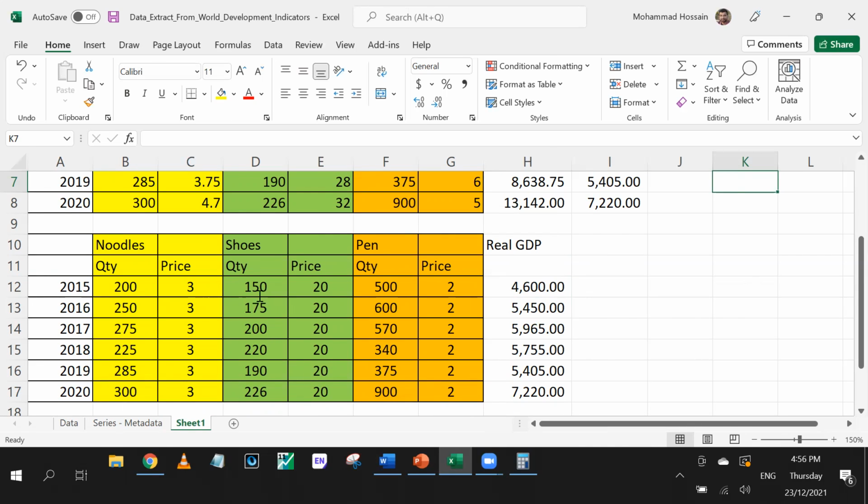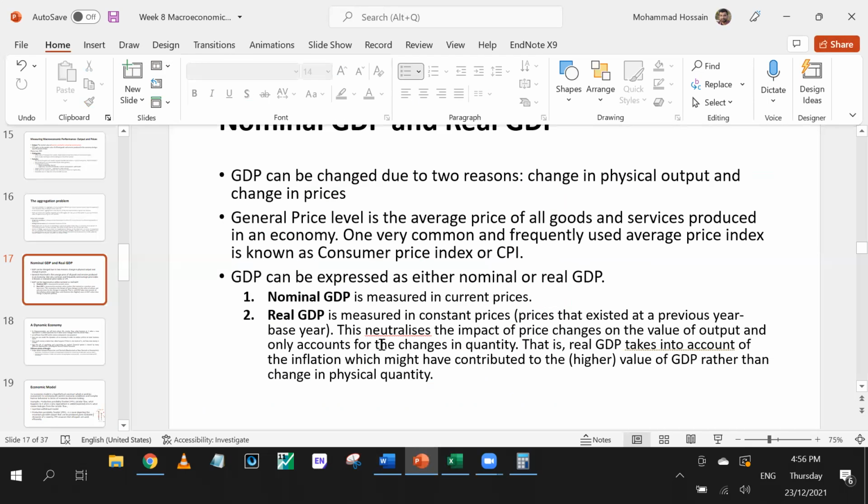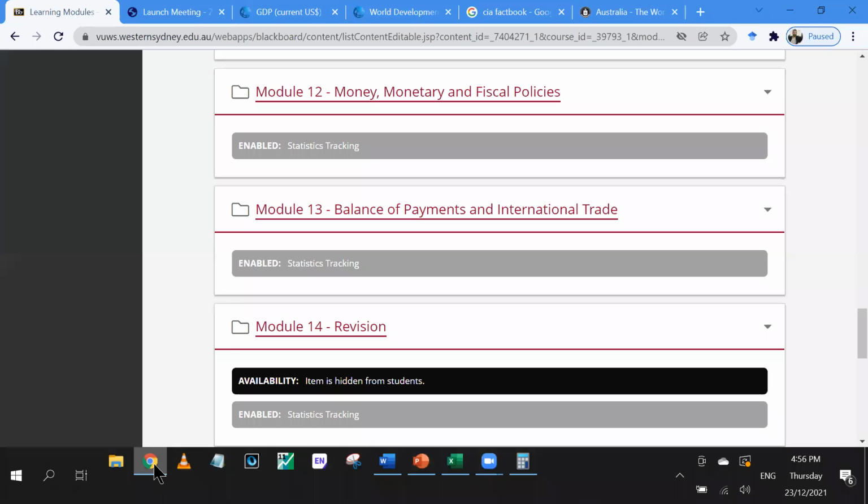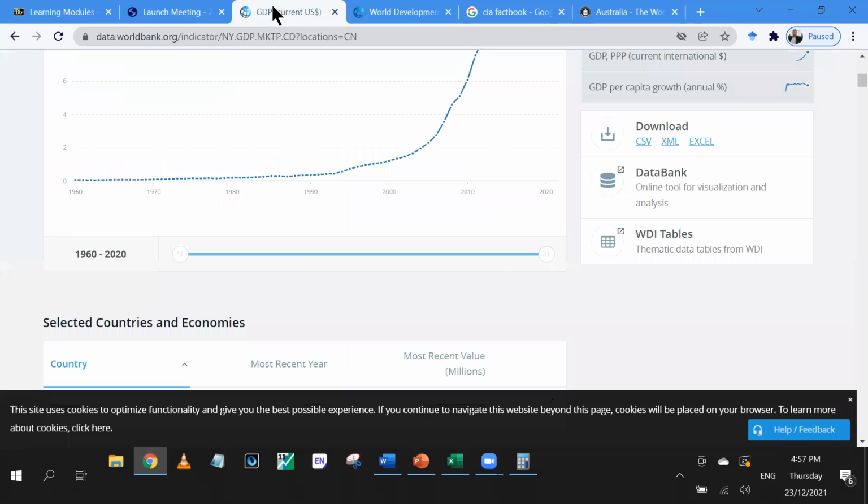That's the difference. Nominal GDP is measured in current prices, but real GDP is measured in constant prices. Okay, that is the previous year or the base year they mean. Normally we say base year, not the previous year. The previous year we use to calculate every year's growth. Normally we use the base year. Now let me show you here. That's very important. That's why I'm spending some time to show you guys that.